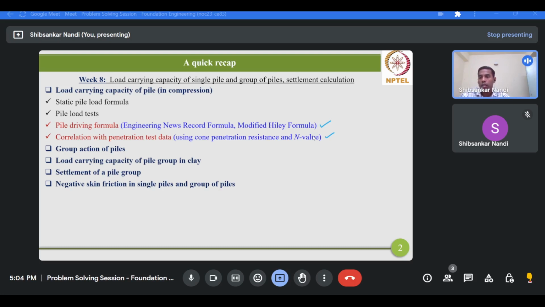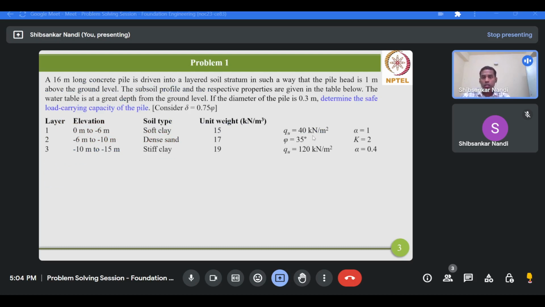We can also determine the group action of piles when the piles are arranged in a group. Then we can determine the load carrying capacity of a pile group and the settlement of a pile group. These additional topics we have learned from this week, and lastly we have learned about the estimation of negative skin friction in single piles and groups of piles. Okay, so through this session we'll see how to utilize these concepts to solve a couple of numerical problems.